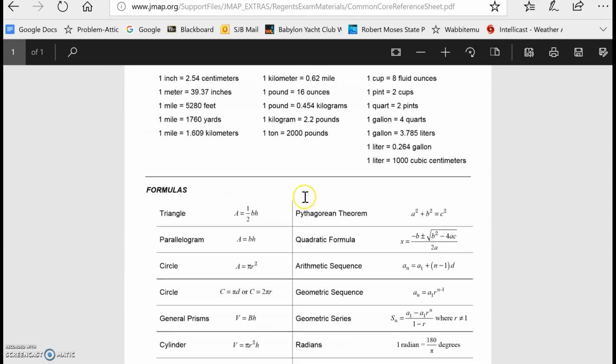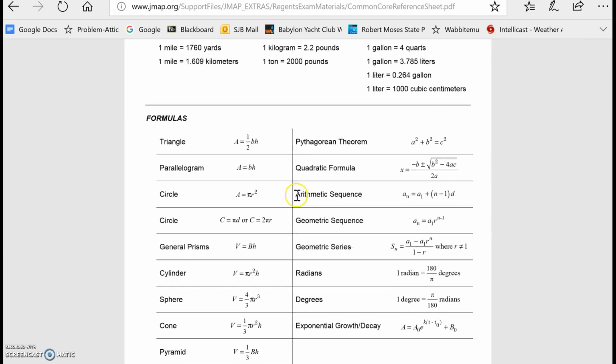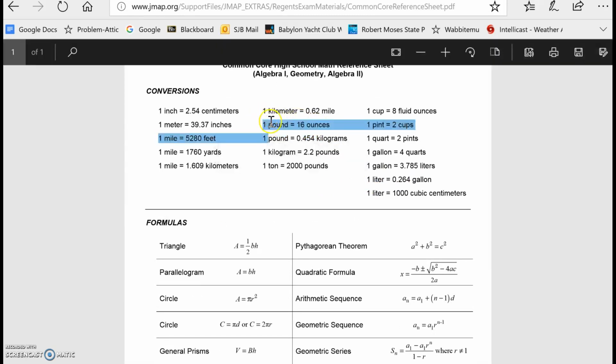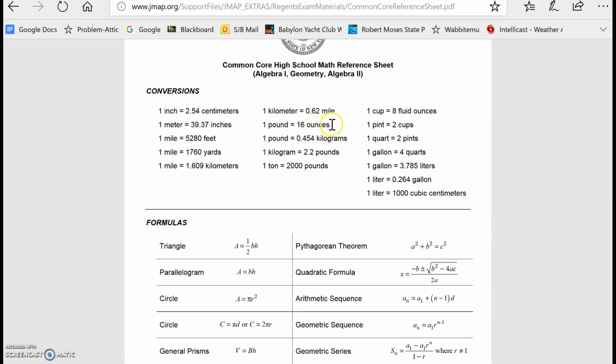So here's your reference sheet. This is what they give you for the Algebra 1 Regents, Geometry Regents, and Algebra 2 Regents exams. For geometry, really, it's these area and volume formulas that are mostly useful. This is more the Algebra 1, Algebra 2 side. But this conversion up here is what this question needs. We're talking about pounds and ounces, and you see a pound is 16 ounces, and also gallons and liters. So 1 liter is 0.264 gallons, and 1 pound is 16 ounces. That's really what we're using here.